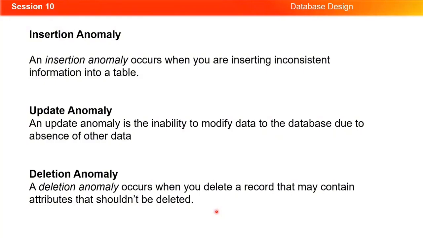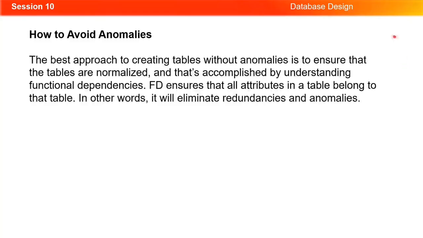At that point, if the database is already committed and data is inadvertently deleted, the only option is to restore the database from backup. A great way of dealing with anomalies is to avoid anomalies, and the best approach is to create tables without anomalies and ensure that we use a process called normalization. And this is accomplished by understanding functional dependencies.